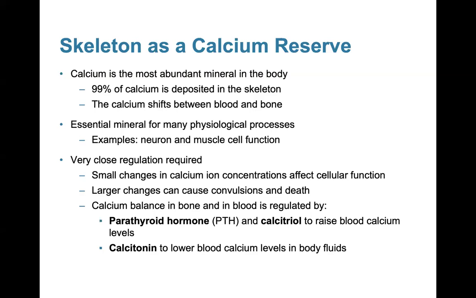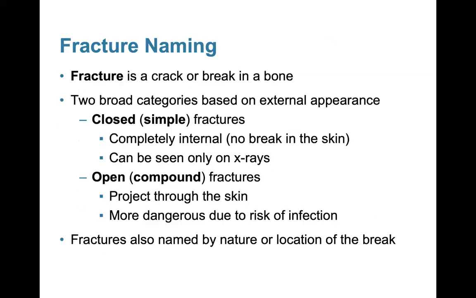Calcium reserves are very closely regulated, as small changes in calcium ion concentrations could affect cellular functions. Larger changes can cause convulsions or death. Calcium balance in bone and blood is regulated by two hormones: parathyroid hormone, which will raise blood calcium levels, and calcitonin, which will lower blood calcium levels. So it's a balance between those two.